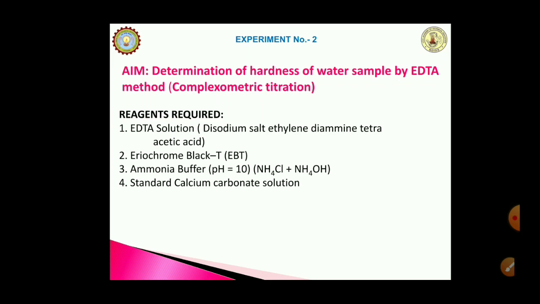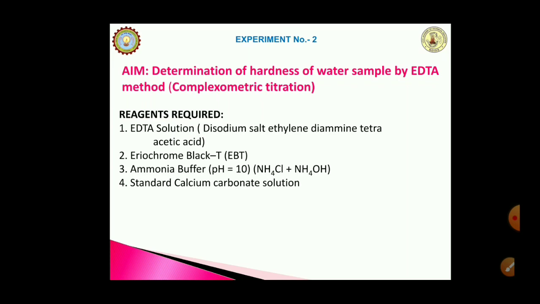At pH 10 or around pH 10, the reactions of this titration are going to take place. During this titration, there is a complex formation between the hardness causing ions and EDTA as well as EBT. Now these two complexes are formed at pH 10, and that's why we need to establish this pH of 10 in this experiment by using ammonia buffer. The fourth reagent which we are going to use in this experiment is standard calcium carbonate solution.